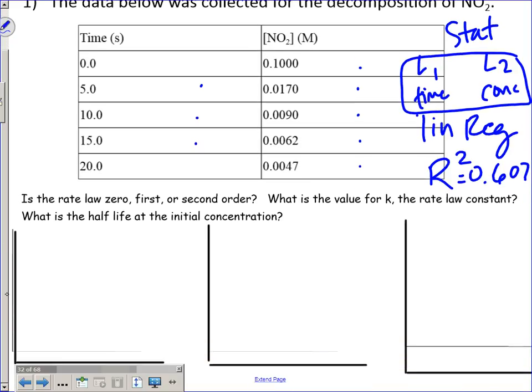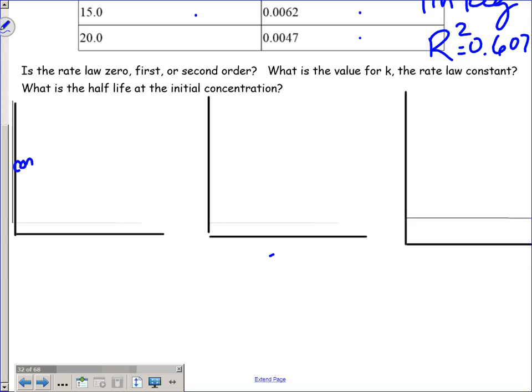All right, so on the graph in your notes, please go ahead and put down concentration. You have a little graph, right? Put concentration versus time, and then put R squared underneath that, which is 0.607. How does that graph look to you? How does this graph look?